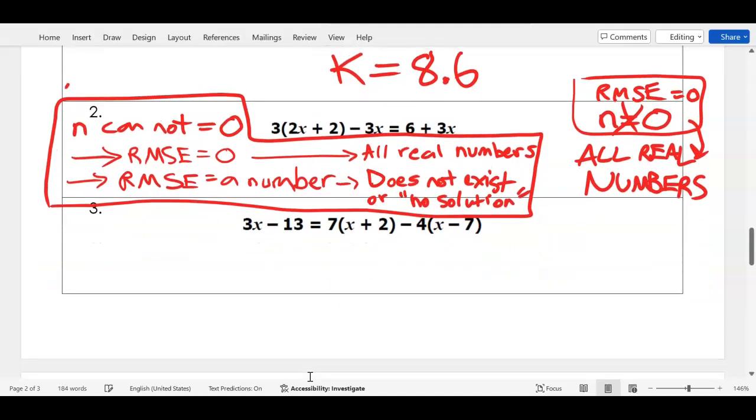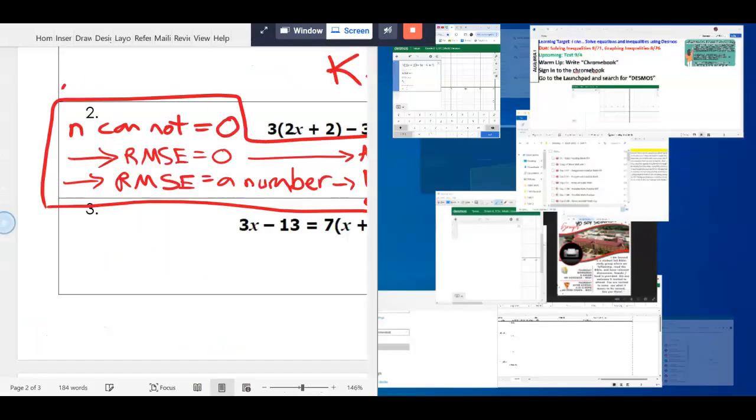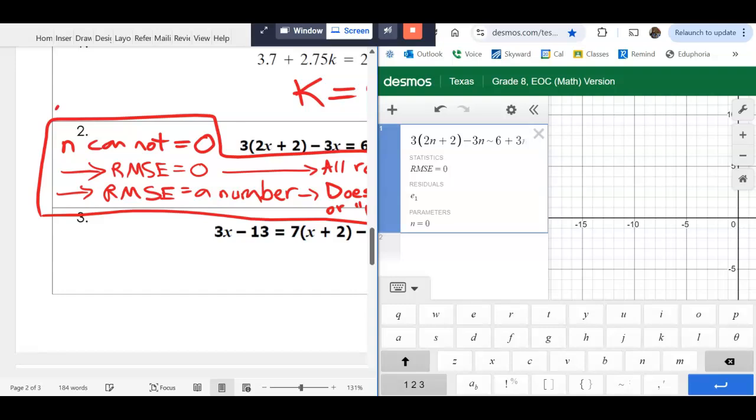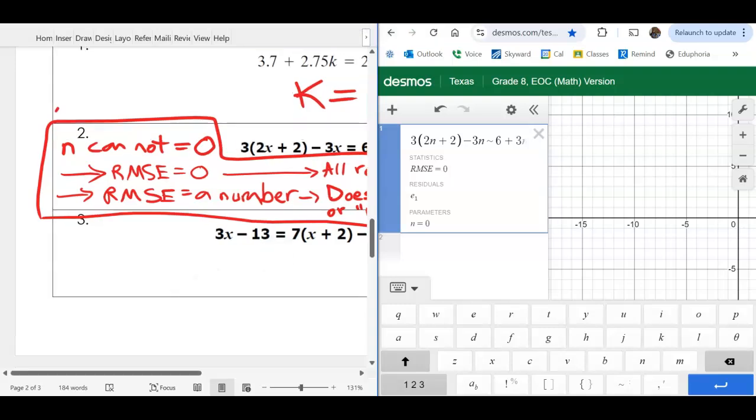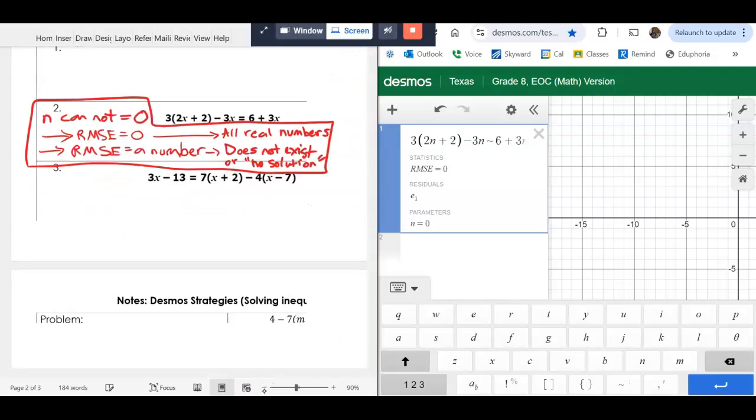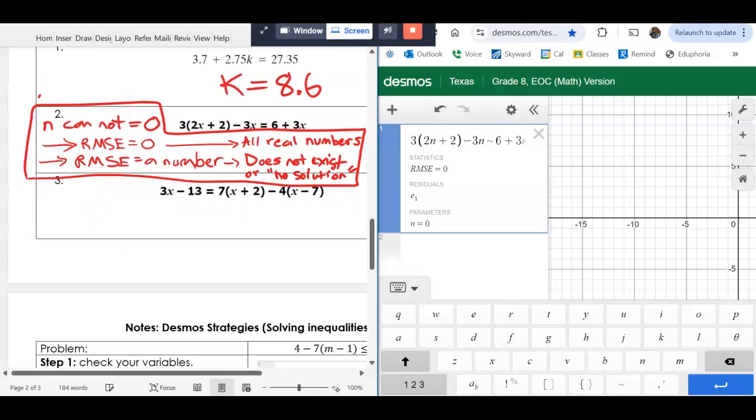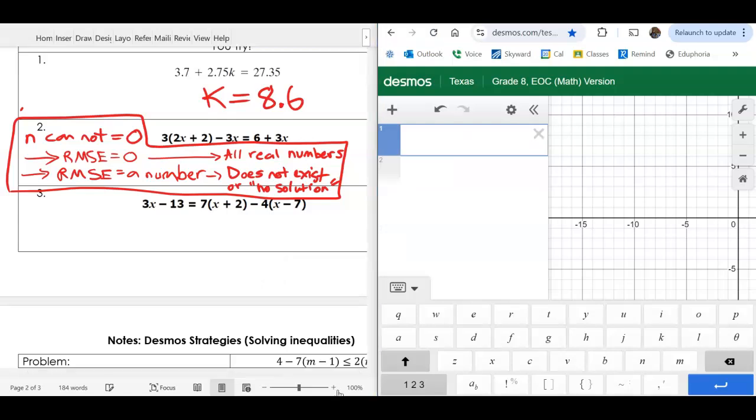Let's try number 3. Can you plug in number 3 in the calculator and see if you get an answer or 0? If it's 0, you've got to tell me what kind of solution it is. All or none, okay? Come on. There we go. So we're doing the next one.